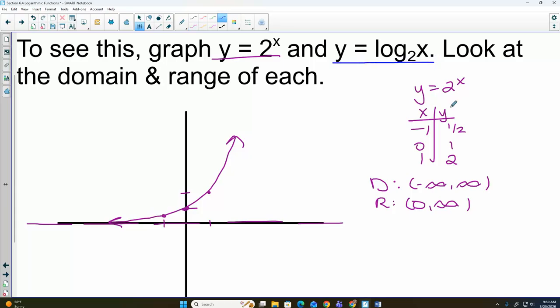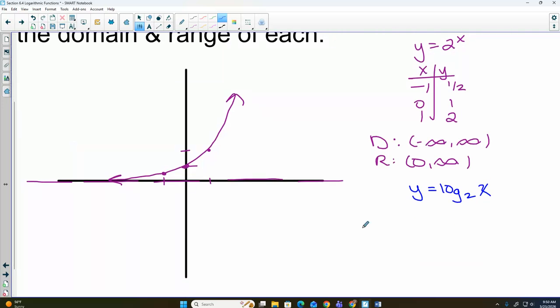Now let's talk about the log. So if I said y equals log base 2 of x, now we're trying to graph that. A little less obvious, maybe, what to plug in, but we could rewrite this as an exponential, couldn't we? So I've told you, you start with the base. So I start with my 2, go across the equal sign. So 2 to the y power equals x. This is just an exponential, isn't it?